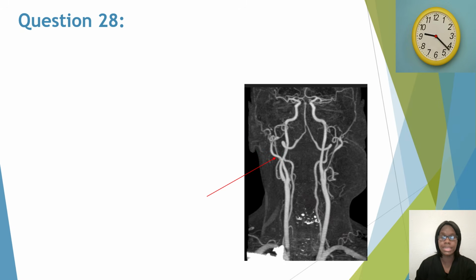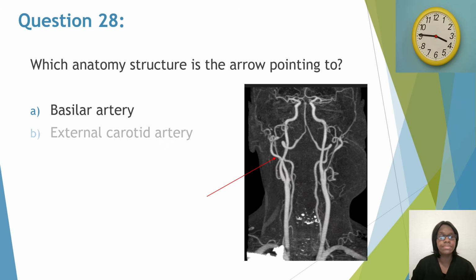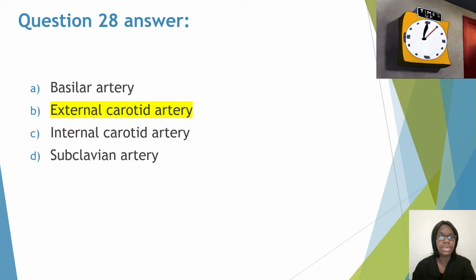Question 28. I believe I'm almost done with the arteries for now. Which anatomy structure is the arrow pointing to? A, basilar artery. B, external carotid artery. C, internal carotid artery. D, subclavian artery. All right, the correct answer is B, external carotid artery.